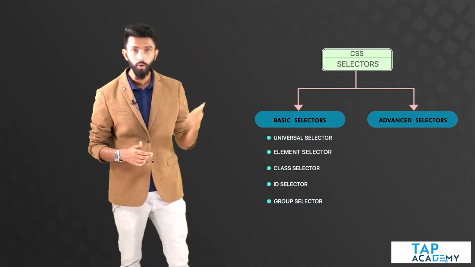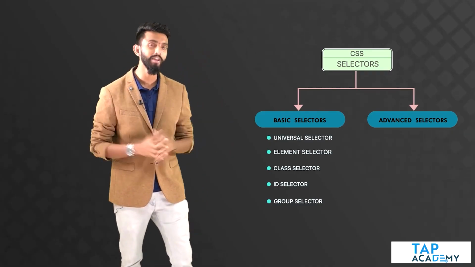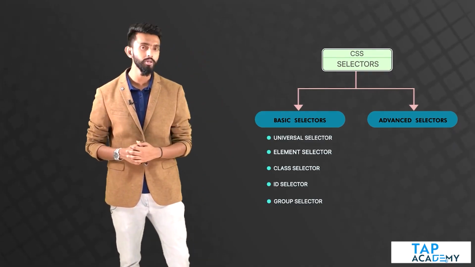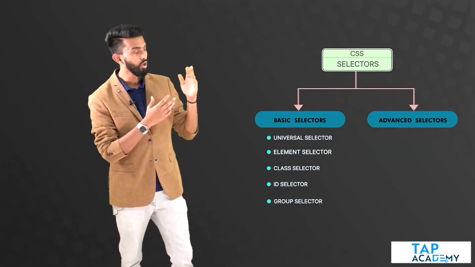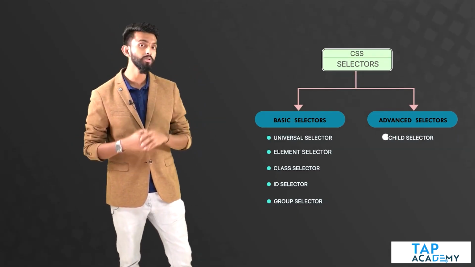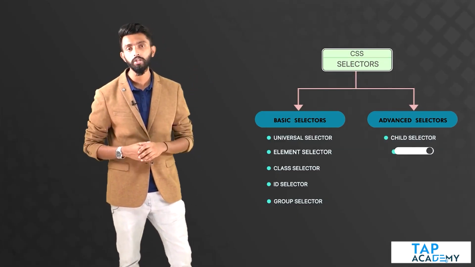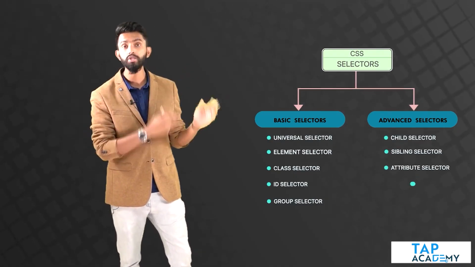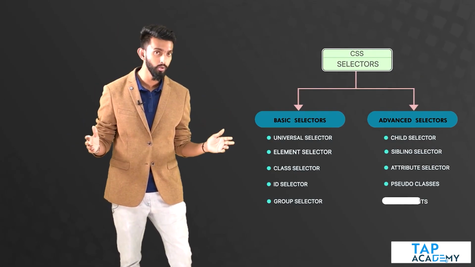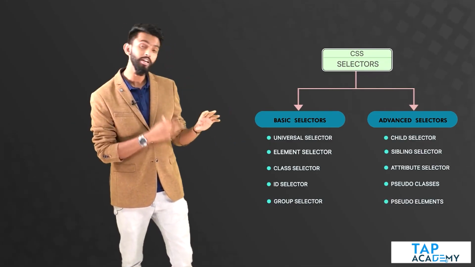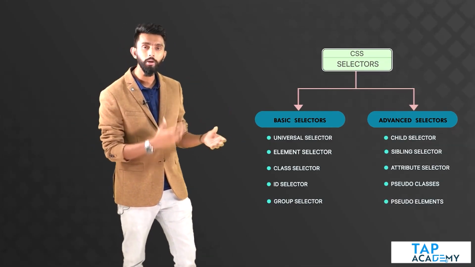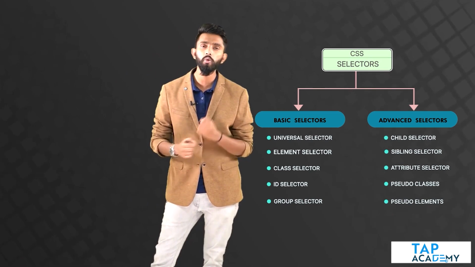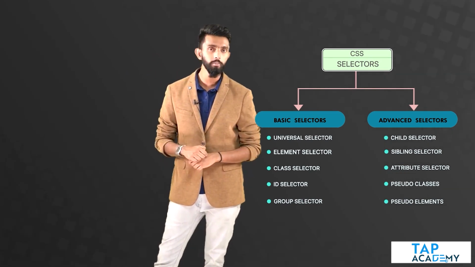When it comes to advanced, it gets even crazier because you have n number of options. You have options such as child selectors, sibling selectors, attribute selectors, pseudo classes, and pseudo elements. All of this is what we must understand one by one, and that is what is going to make you a very, very efficient front-end developer.